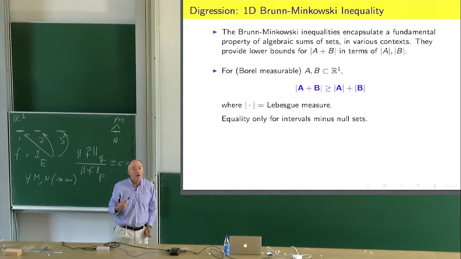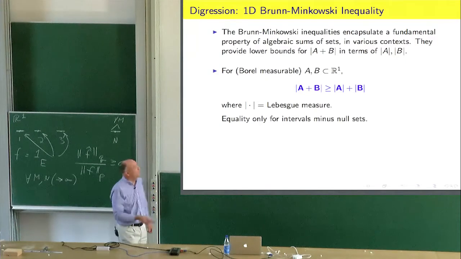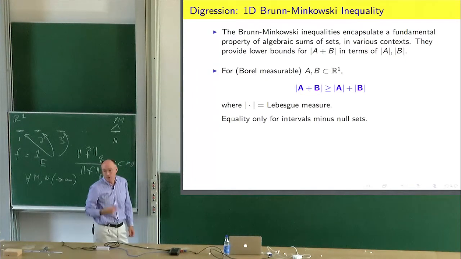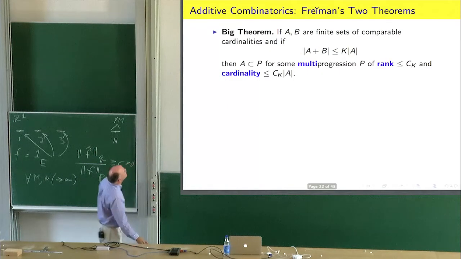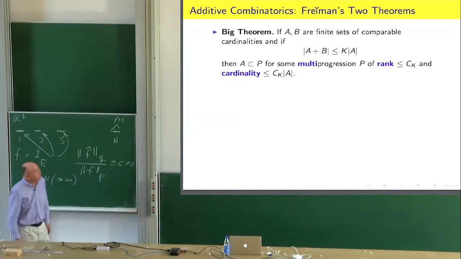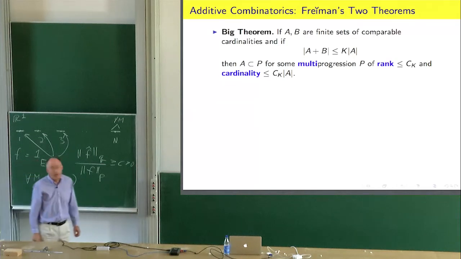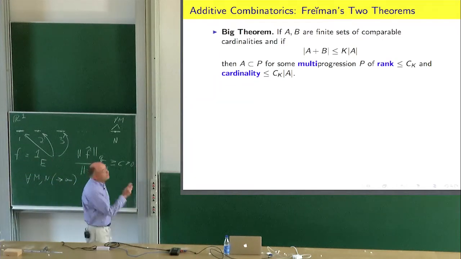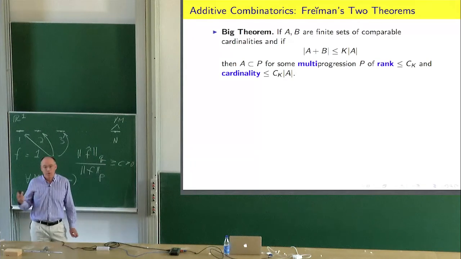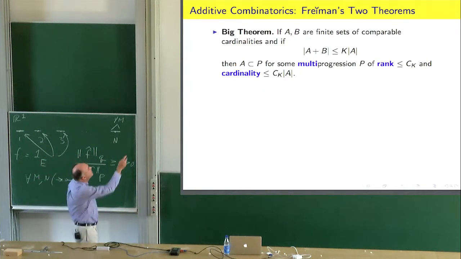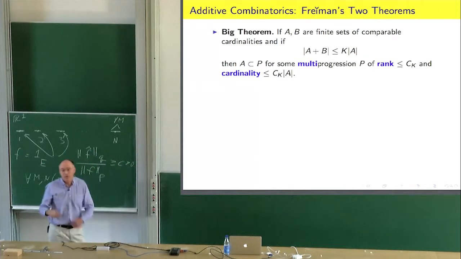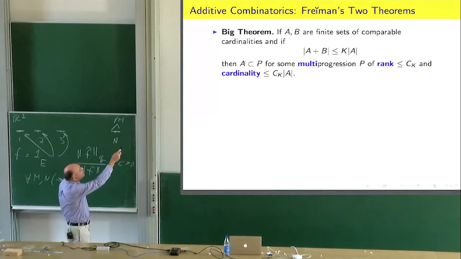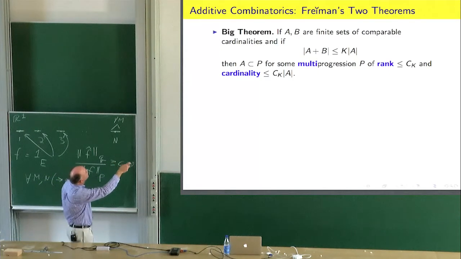And what we ultimately want to know is a characterization of when we're close to equality here. So that situation is addressed by two classic theorems of Freiman, which date back to the 1950s. So I'll call the first one, which I think is the better known one, Freiman's big theorem. This is the classic version. So A and B now temporarily are finite sets. So think of integers. So we have finite sets of comparable cardinalities.